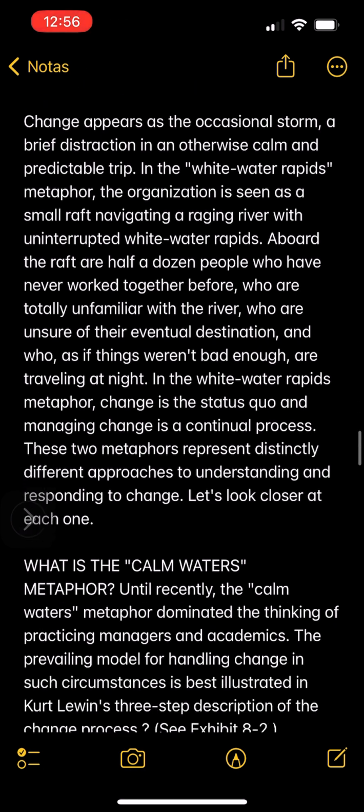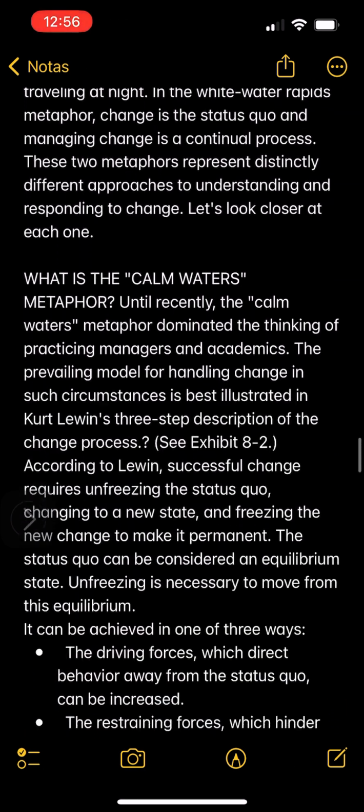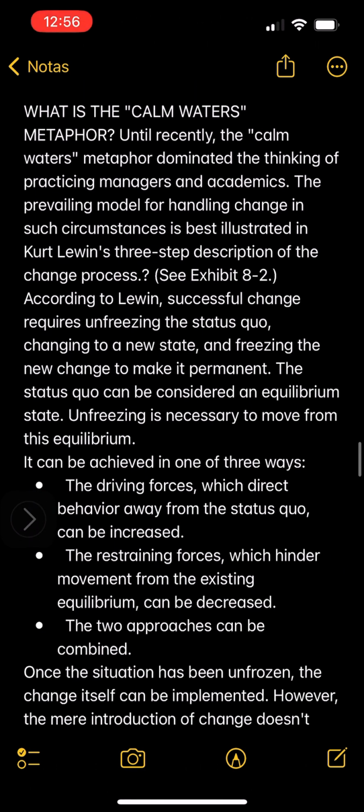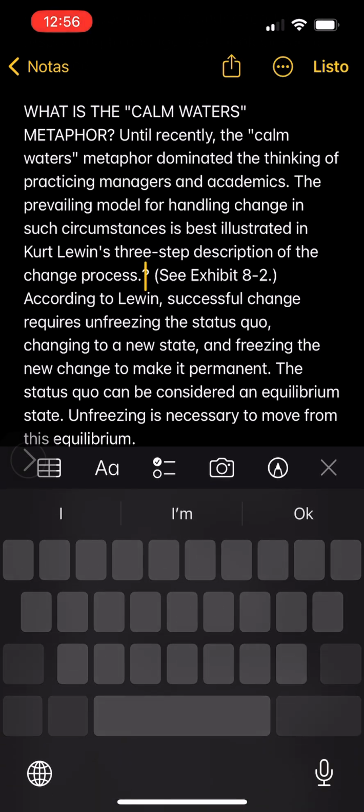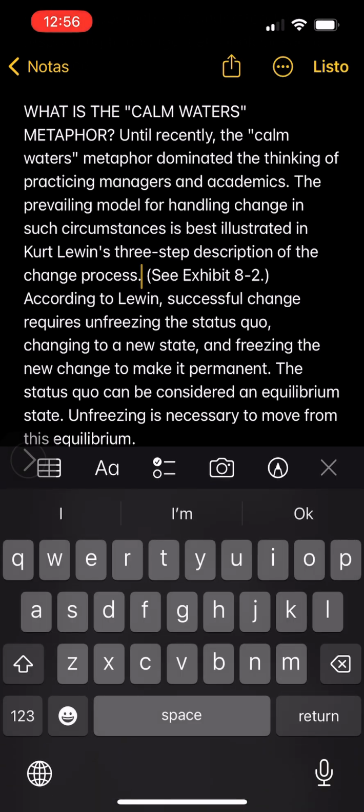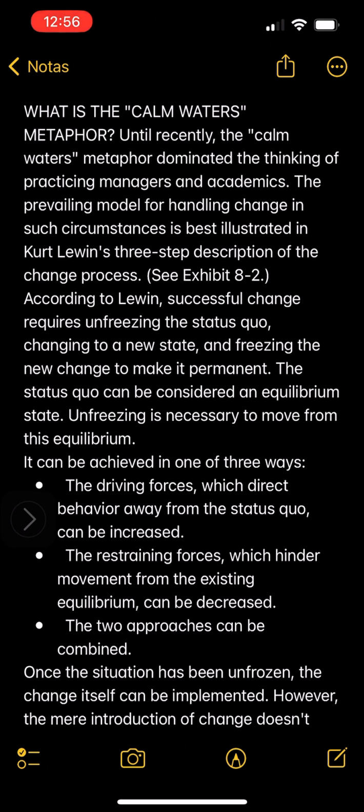What is the calm waters metaphor? Until recently, the calm waters metaphor dominated the thinking of practicing managers and academics. The prevailing model for handling change in such circumstances is best illustrated in Kurt Lewin's three-step description of the change process. See Exhibit 8-2. According to Lewin, successful change requires unfreezing the status quo, changing to a new state, and freezing the new change to make it permanent.